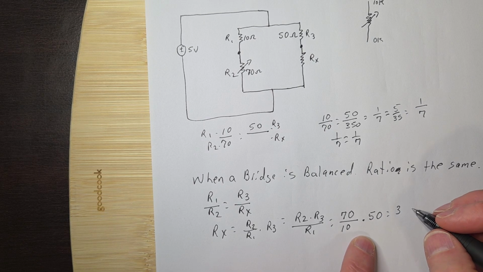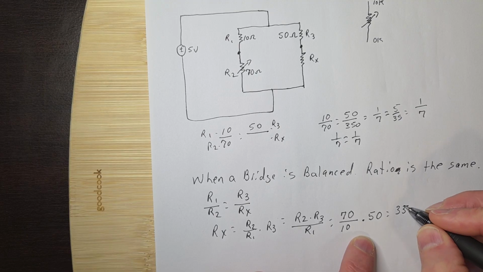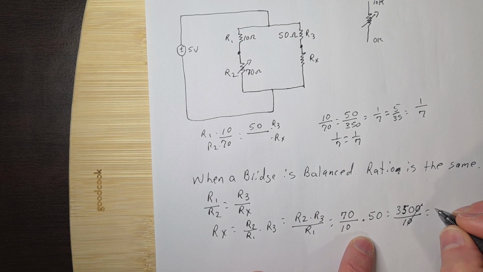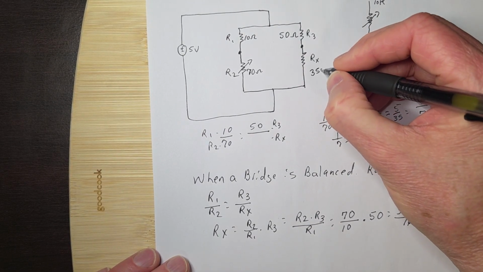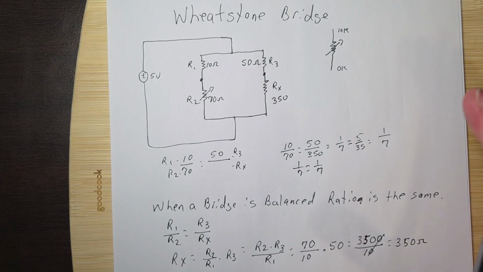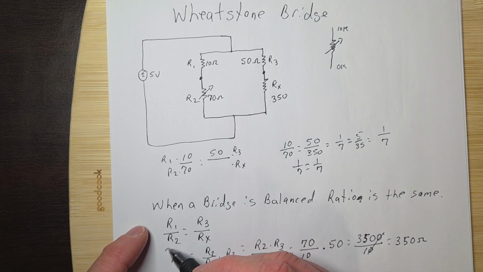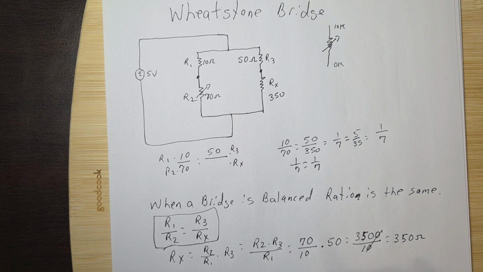That is equal to, not 350, but 3,500. Oops. Oh, it's supposed to be this. Right? 3,500 over 10. You can get rid of a 0. So that's equal to 350 ohms, and that would be Rx. So that's pretty cool. All you've got to remember is to balance your bridge and use this equation right here, and you can solve for Rx. I mean, how cool is that?